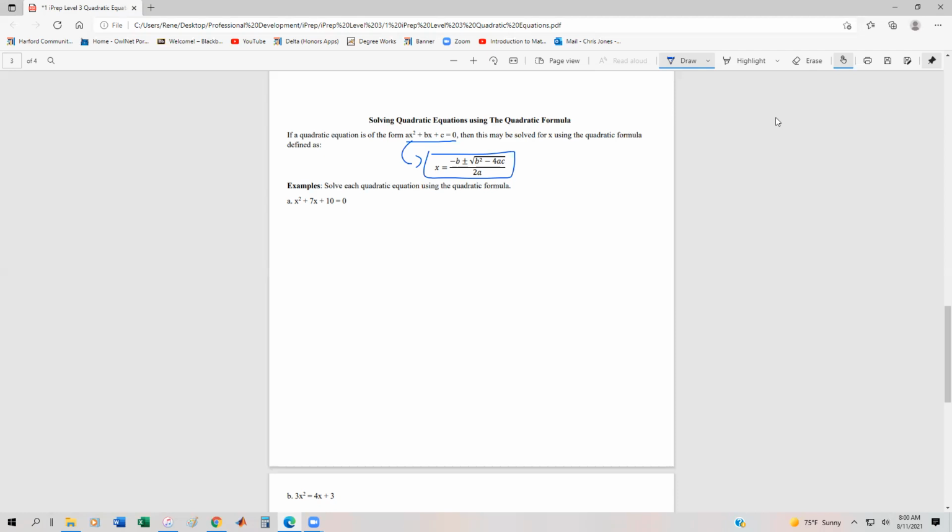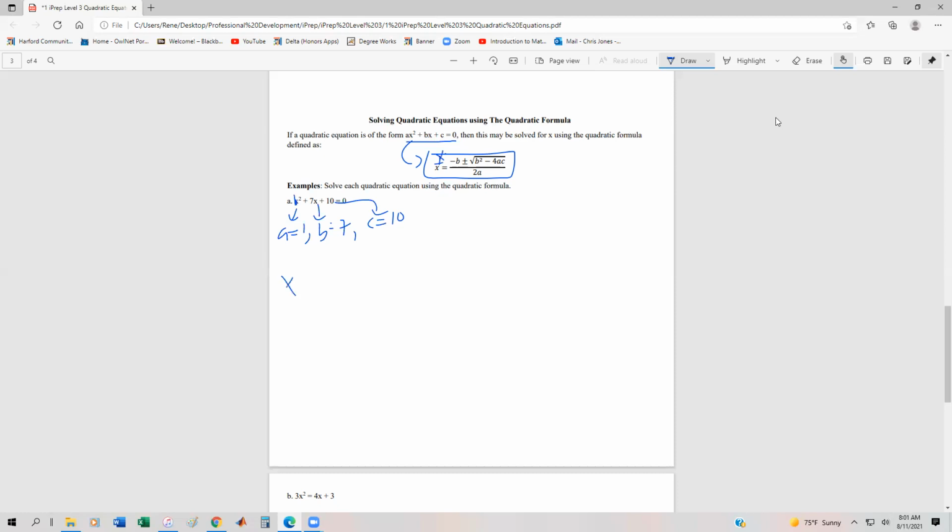First thing we're going to do is identify a, b, and c. This has a coefficient of 1 in front of the x squared, so a is 1. And then the coefficient in front of the x term is 7. And then the final coefficient, or the constant c, excuse me, is going to be 10. And we're just going to throw it right into this formula.